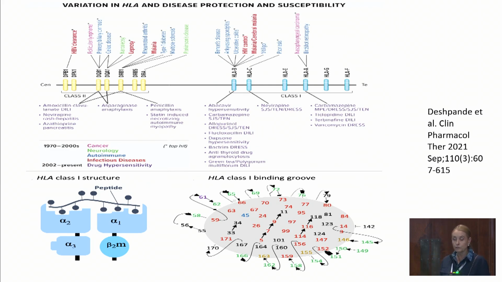And so the story of the human leukocyte antigen has really been one of disease protection and susceptibility, both across class 1 and class 2 alleles, but especially in terms of intracellular pathogens and drug hypersensitivity and certain forms of autoimmunity, class 1 HLA, and you can see that the discovery of these associations with drug hypersensitivity came very late to the piece, so after 2002.